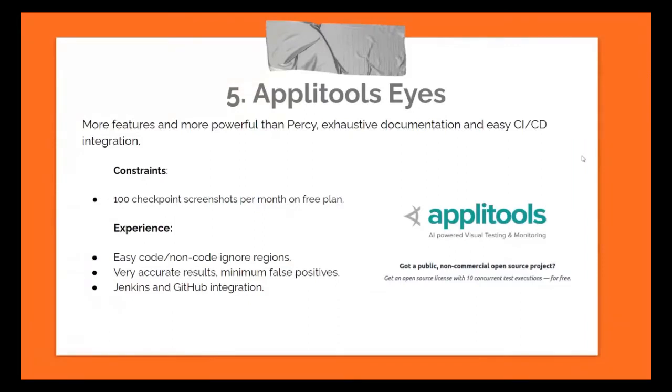It was really good with dynamic content. It was able to generate ignore regions using code, and even with the GUI we were able to add ignore regions. It is very accurate. It had the minimum number of false positives, and it has really good Jenkins and GitHub integration, which is why we're choosing it.